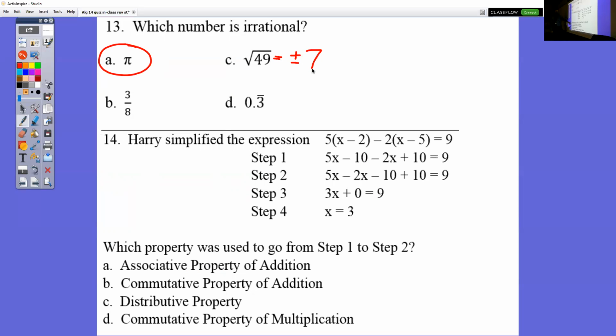And the last question, number 14. Which property was used going from step 1 to step 2? So all that we are looking at is this part of the problem. Don't get distracted by all the other stuff going on. We just want to know how we get from step 1 to step 2. Go ahead and try number 14, please.